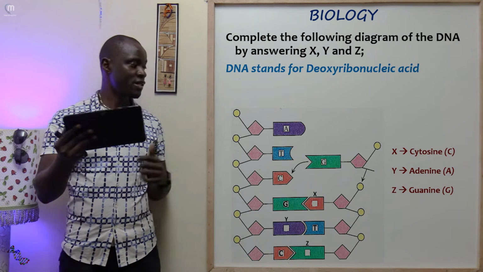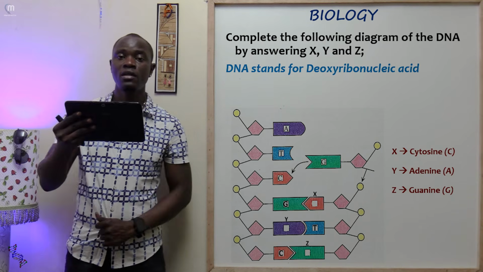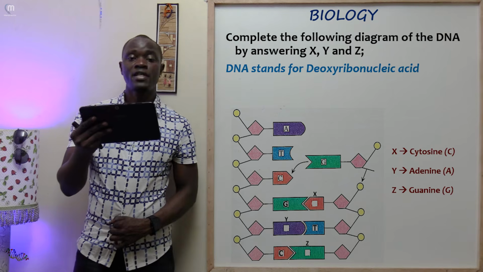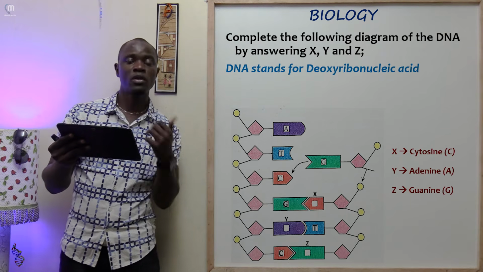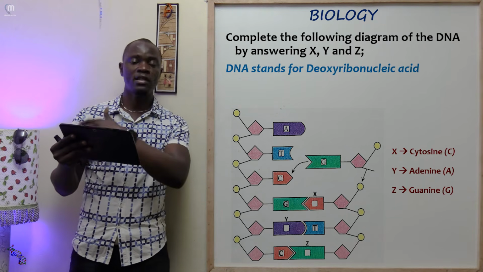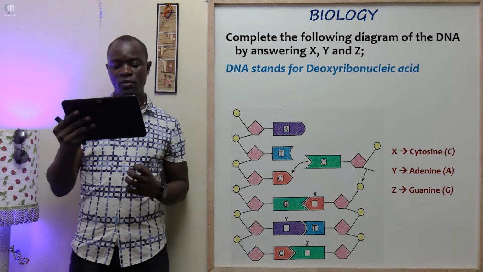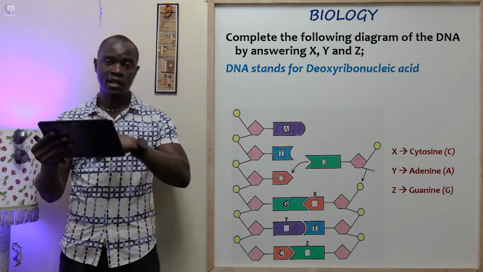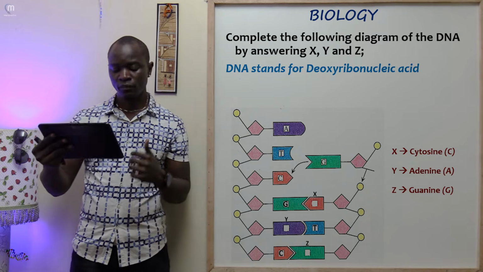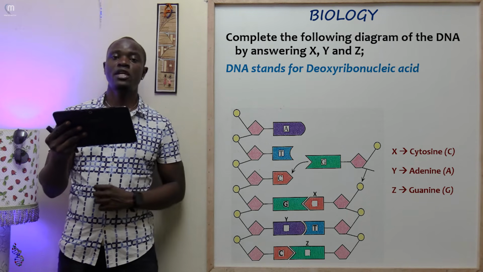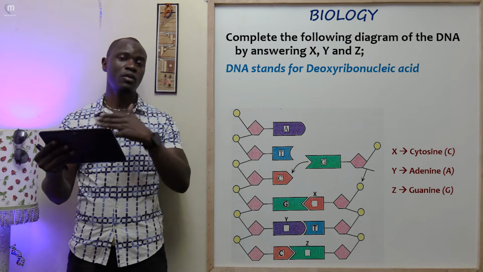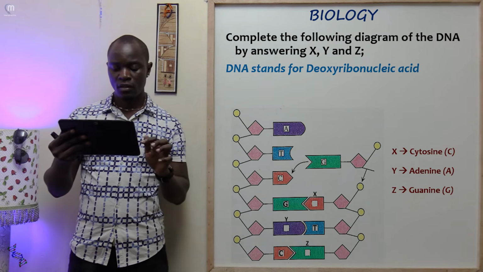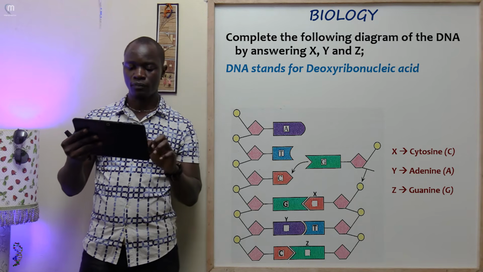For this question, we have part X, part Y, and finally part Z. For part X, we have guanine. Guanine combines with what? Cytosine. So part X is cytosine. For part Y, it should combine with thymine, so part Y should be adenine, because adenine combines with thymine. Then for part Z, we have C, which is cytosine. Cytosine combines with guanine. So if you do that, you are good to go.